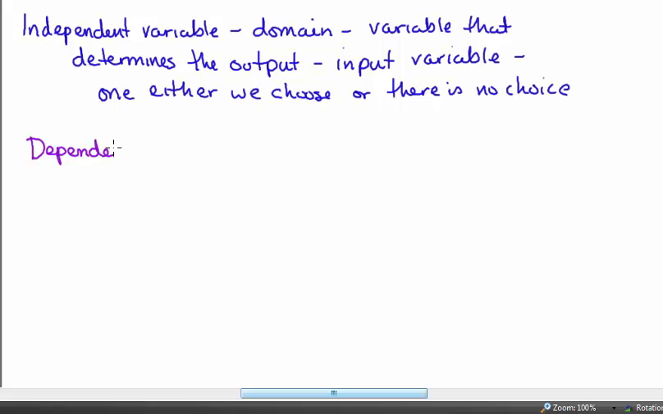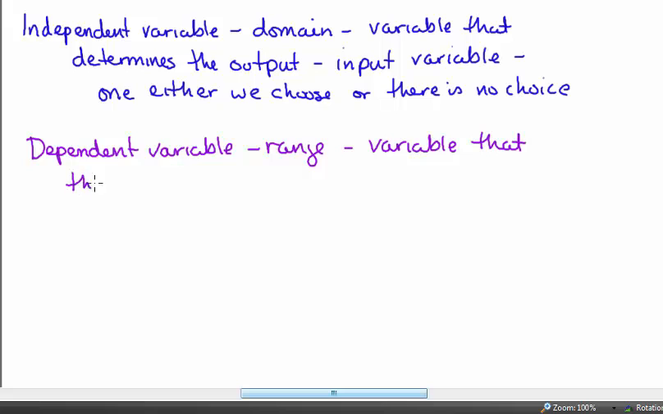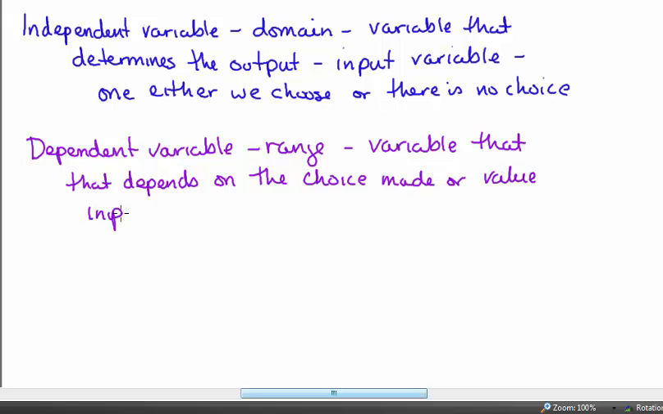The dependent variable is the range. This is the variable that is dependent, or that depends on the choice made or the value input. This is the output variable.